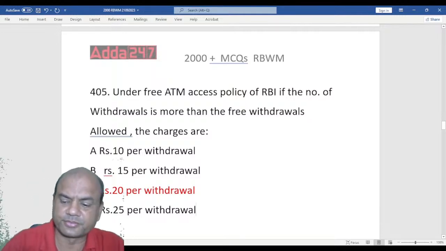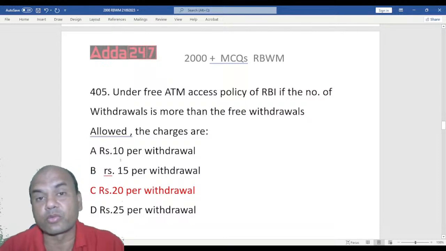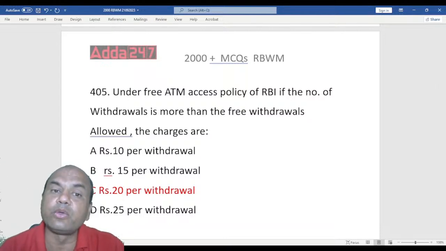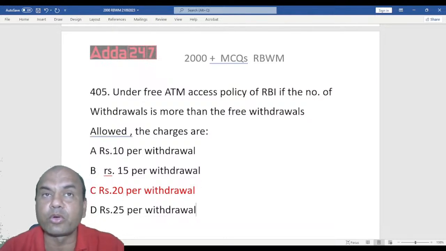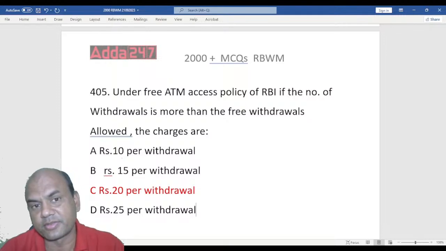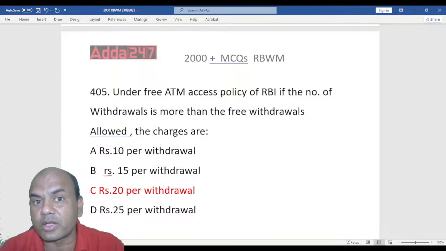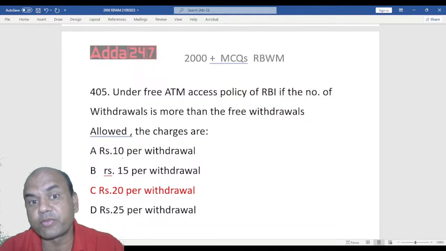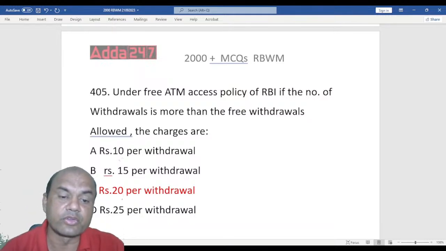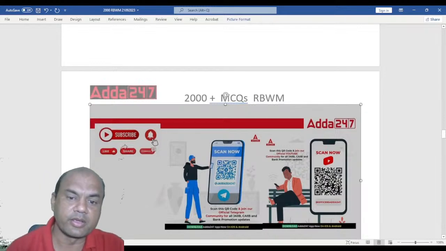Got it? Next one. Here, questions are a bit difficult, means tricky ones. We use it in daily life, but we don't pay heed to these nitty-gritties or smaller elements. You all know that 5 transactions are there, but we never check what the charges are. Very few of us check it, right? So 20 per withdrawal.